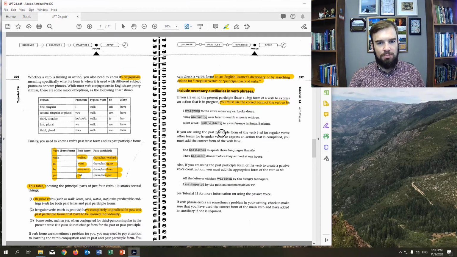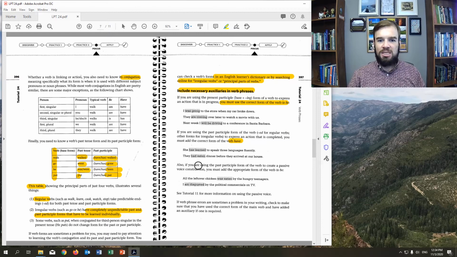If you're using the past participle form of the verb, ed, for regular verbs, or other forms for irregular verbs, to express an action that is completed, you must add the correct form of the verb have, right? So she has learned to speak 3 languages fluently. They had eaten dinner before they arrived at our house. Again, so auxiliary have is for the perfect aspect. Auxiliary be is for the continuous aspect, right? So ing and be, past participle for have.